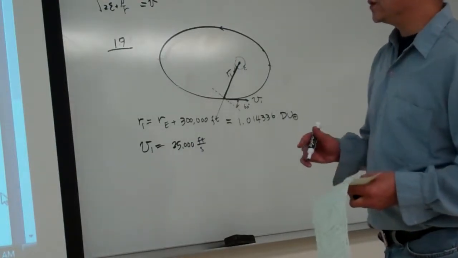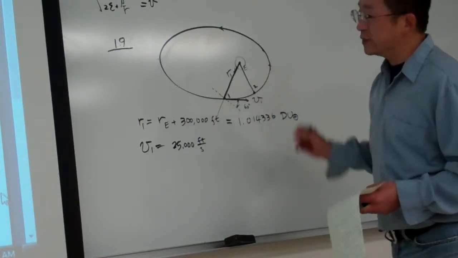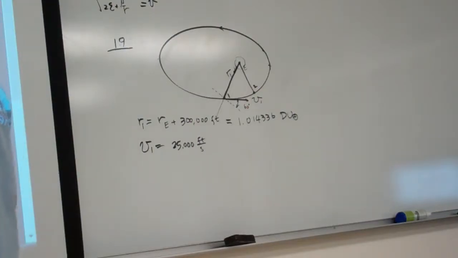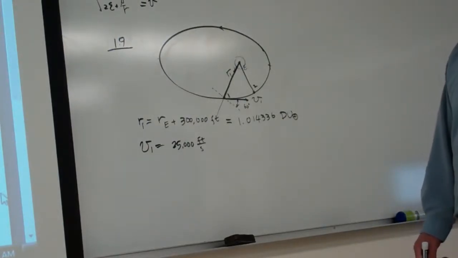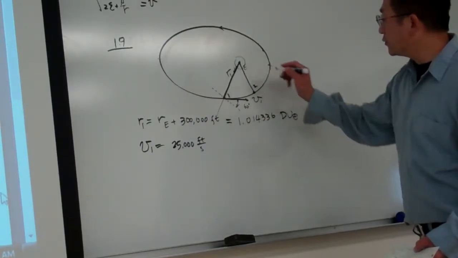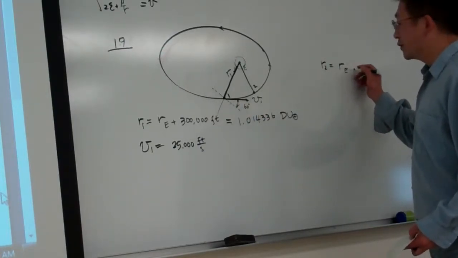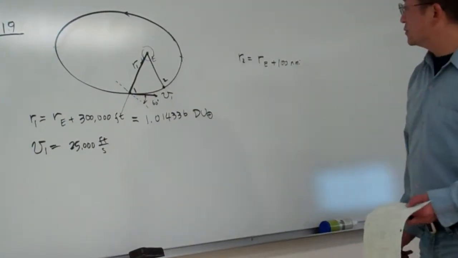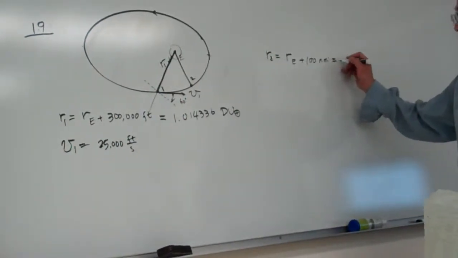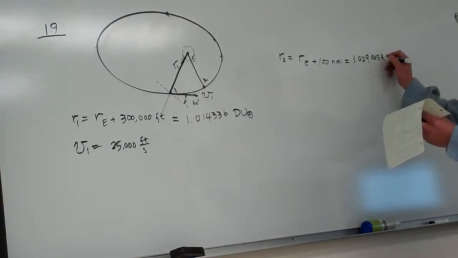And now at the second position, this is the second position, this is one position, two positions. At the second position, it has the altitude 100 nautical miles. So here we can say R2 equals the radius of the Earth plus 100 nautical miles. Again, that's a different unit. We can convert it into the DU. So that is 0.290053 DU.